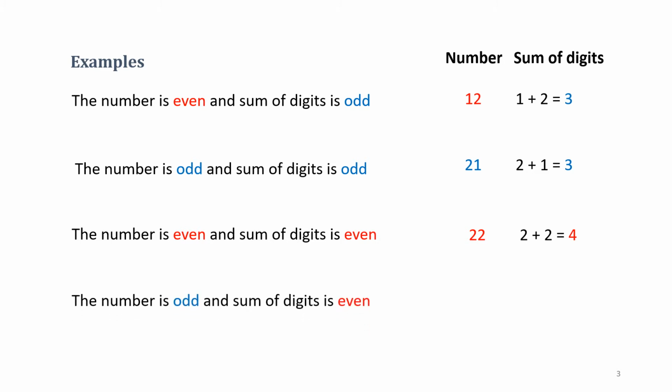The number is odd and sum of digits is even. 31 is an odd number. 3 plus 1 equals 4. Sum of digits is 4 and 4 is even.